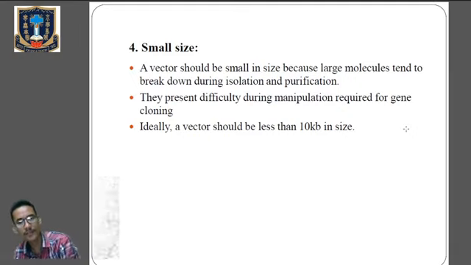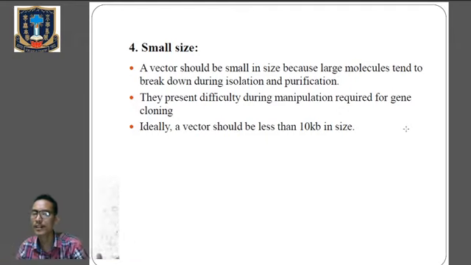Vectors should be small in size because large molecules tend to break down during isolation and purification, and they present difficulty during the manipulation required for gene cloning. Therefore a vector must be smaller in size, and ideally a vector should be less than 10 kilobases in size.